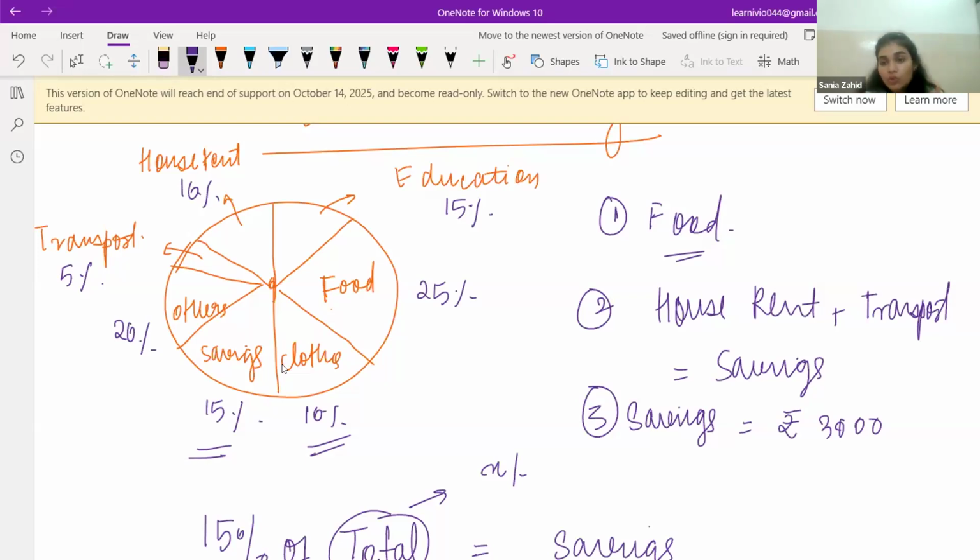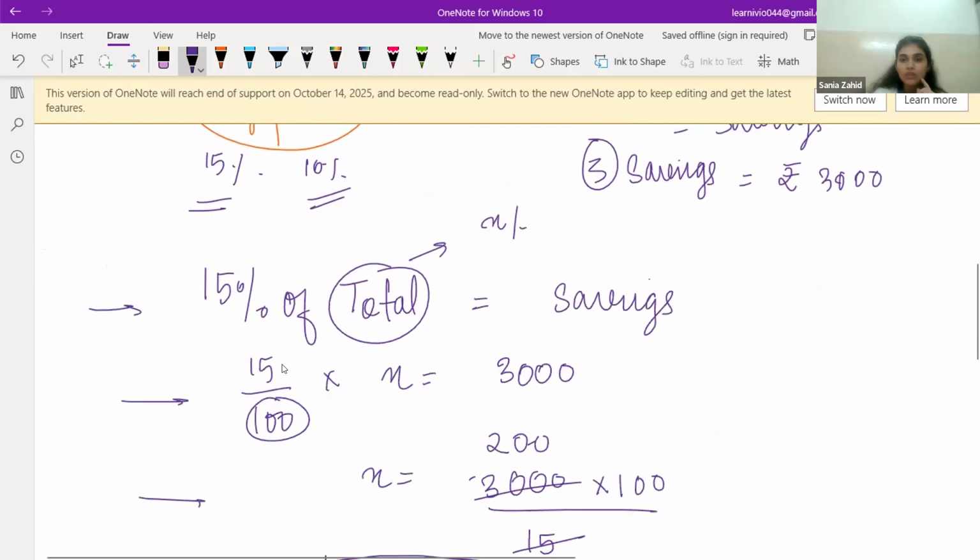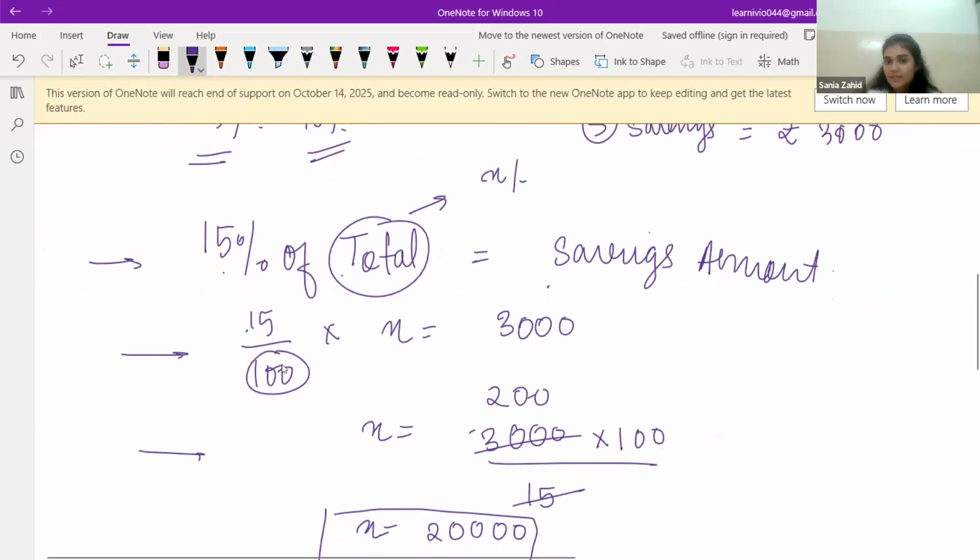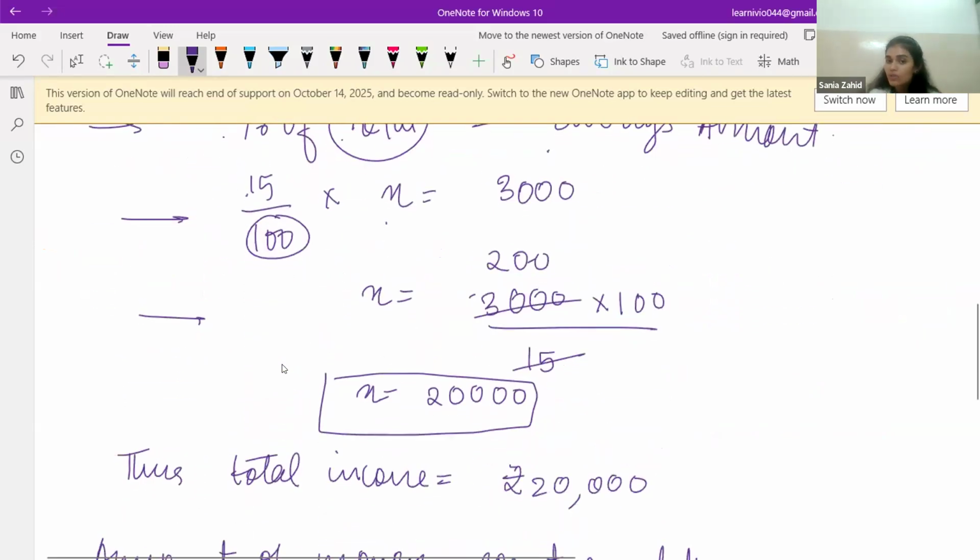Now they have given you the total amount they are saving. What is the total amount? 3,000 rupees. So the formula is always percentage into total is equals to amount. Just remember this in your head. The percentage into the total will always give you the actual amount. So savings, what is the percentage of savings? 15%. So 15% of total is equals to the savings amount. So 15 by 100 into total, I don't know, so let's assume total is X, is equals to 3,000. So X we calculated as 20,000.